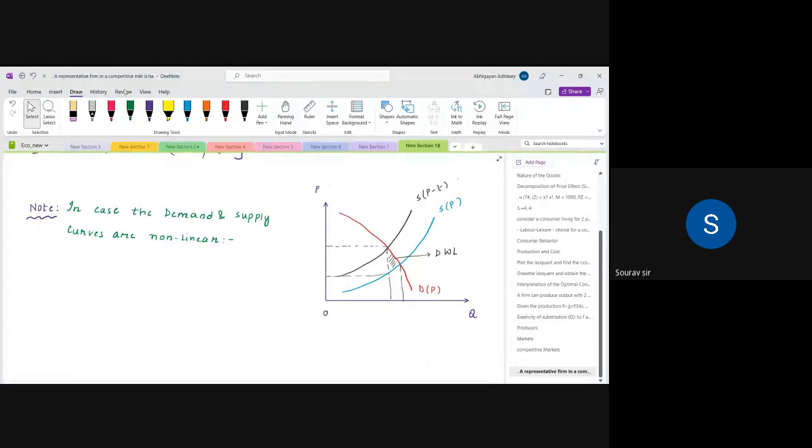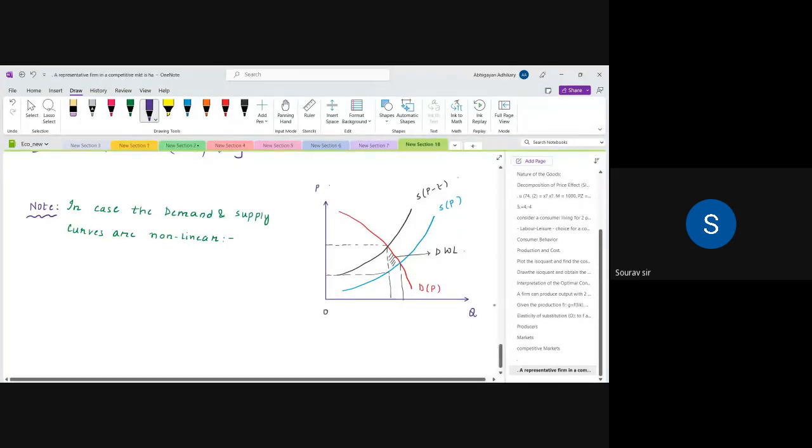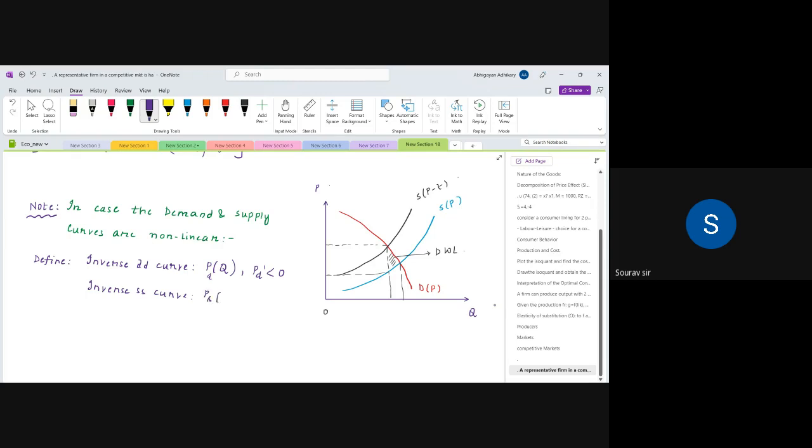Let me define the demand and the supply curves. So we have P on the vertical axis and Q on the horizontal axis. I need to define the inverse demand curve, as P of Q, or let's say I define it as PD of Q to make the notation clear, with PD prime negative, and I need the inverse supply curve, which is PS of Q, with PS prime positive. Okay, so now we have defined the curves.